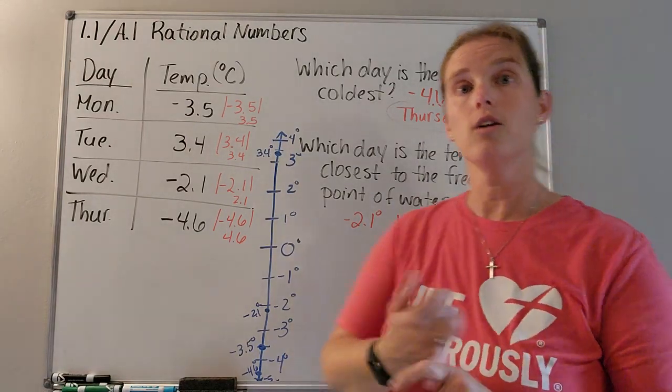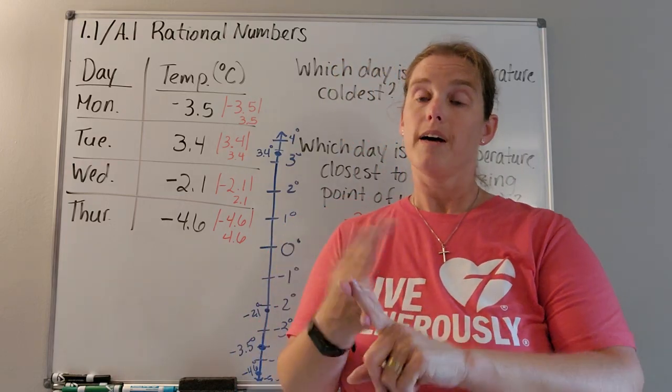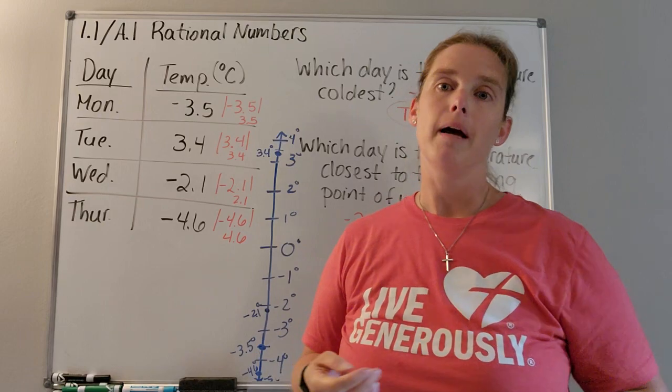All right, so hopefully now you can graph rational numbers on a number line, and you know what they are. You can find absolute values, and you can compare rational numbers.